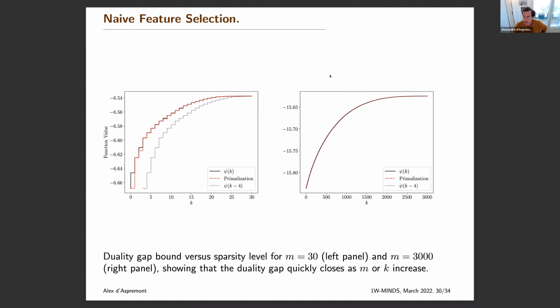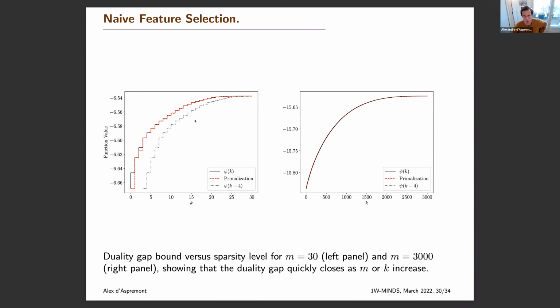We can also plot the duality gap bound for a certain number of these examples. So this is what I was sort of telling you by hand waving a few slides ago. The optimum value is sandwiched between psi of k and psi of k minus 4, these two shifted plots. And as soon as the function value at the optimum plateaus, the difference between psi of k minus 4 and psi of k becomes negligible, and your relaxation becomes tighter and tighter.